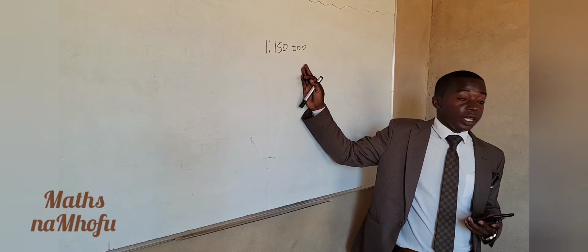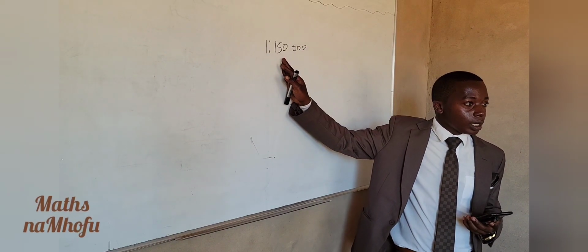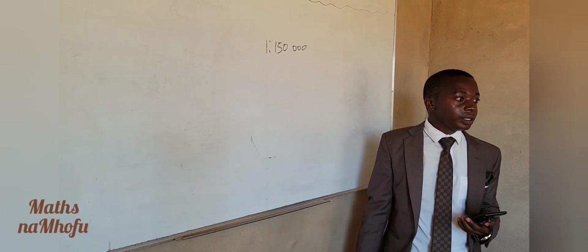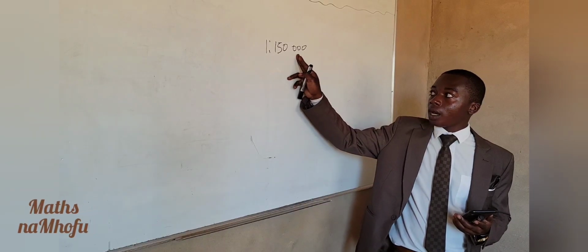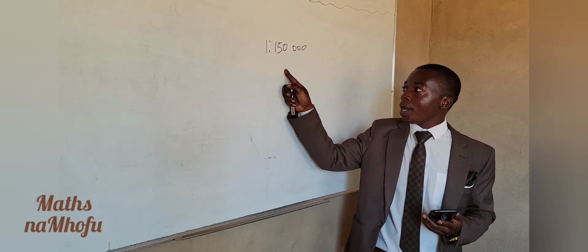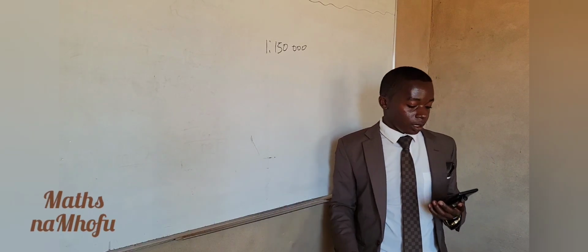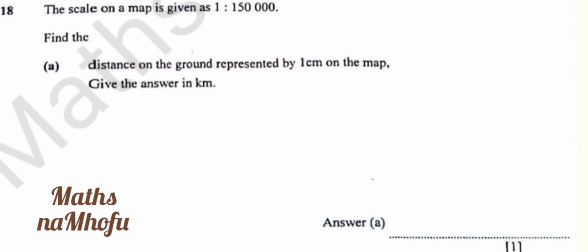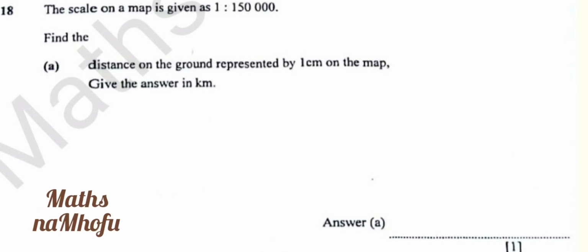Are we together? If there was 10,000, it means 1 centimeter is representing 10,000 centimeters, actually, not meters, centimeters. 1 centimeter is representing 150,000 centimeters. If it's 1 is to 20, it means 1 centimeter is representing 20 centimeters. Are we together? Yes. Now, find the distance on the ground represented by 1 centimeter on the map.